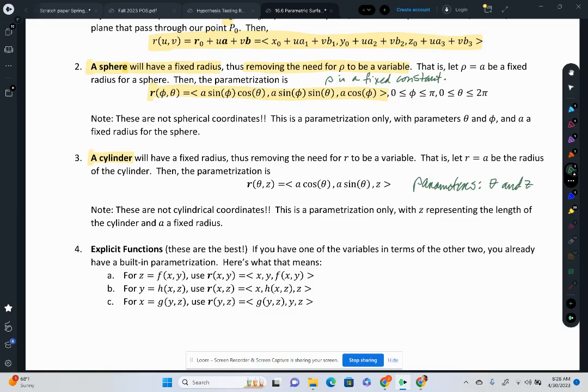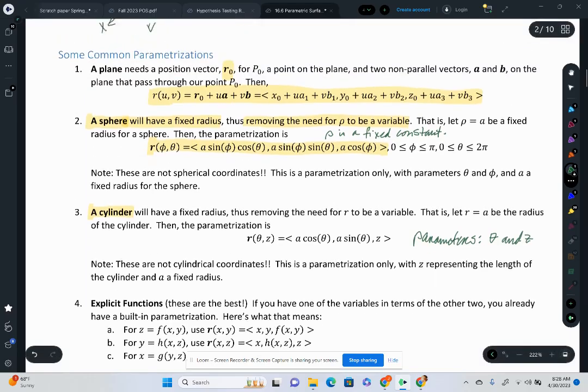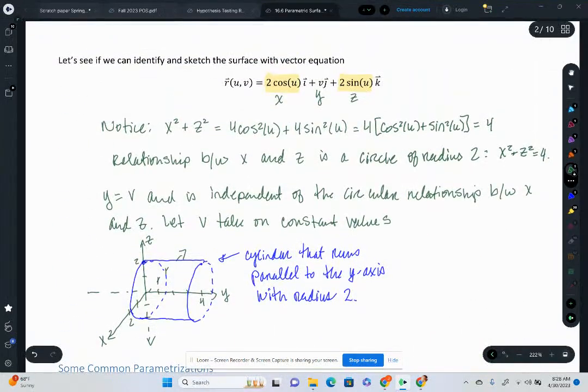Okay, now notice in this one, x and y had a circular relationship because one was cosine, the other one was sine. Z was just getting to be z. Compare that to what we did above, where x and z had the circular relationship and y was the one that got to be whatever it wanted to be. In this one, we went ahead and used u and v. In the one below, they're using theta and z. Whether you use u and v or theta and z doesn't really matter. In this one that I'm looking at right now, if I wanted to switch to theta and one of the other variables, I would use theta and y as my parameters.